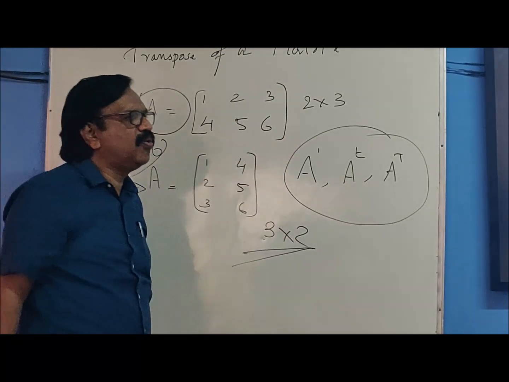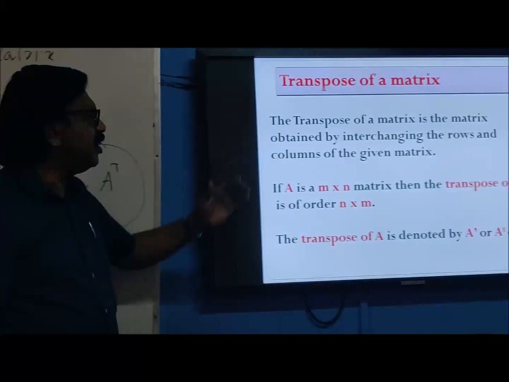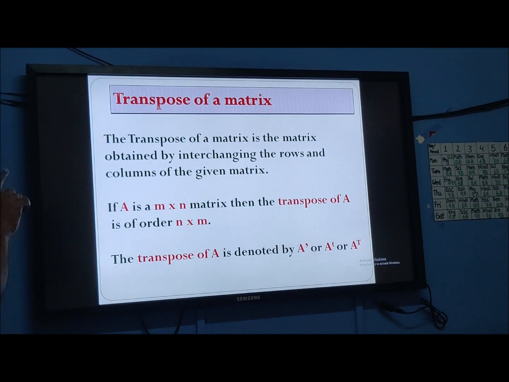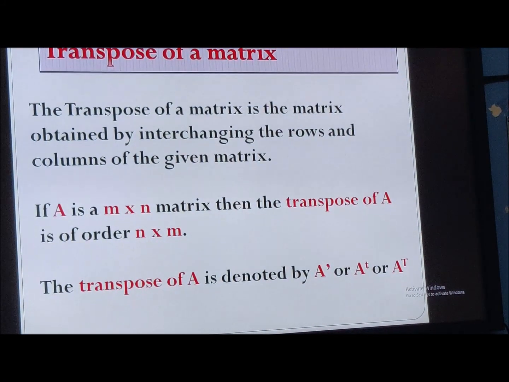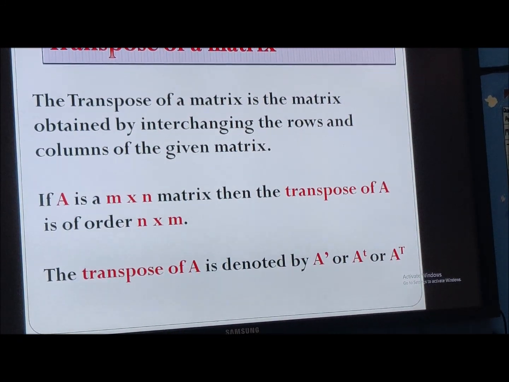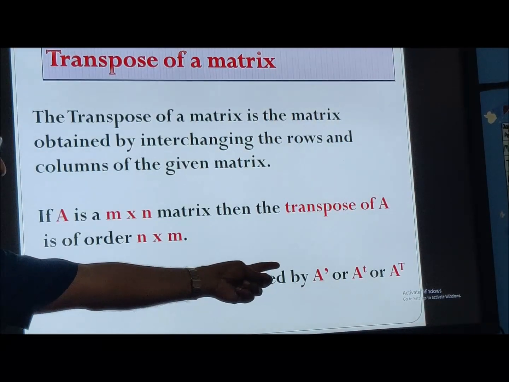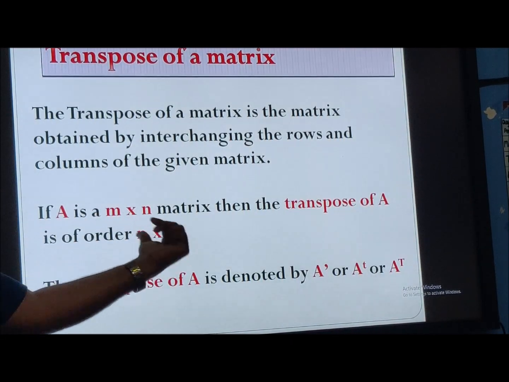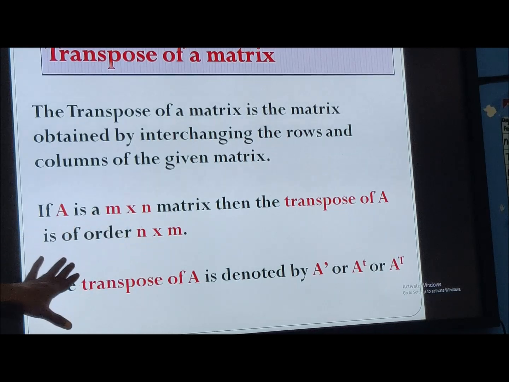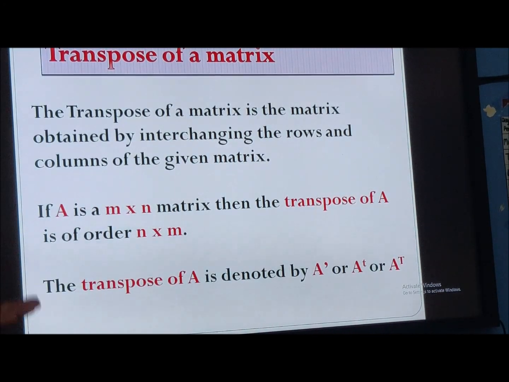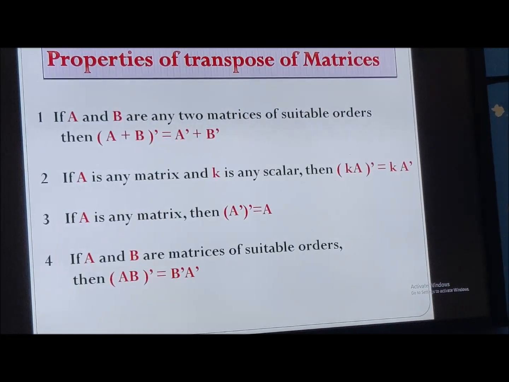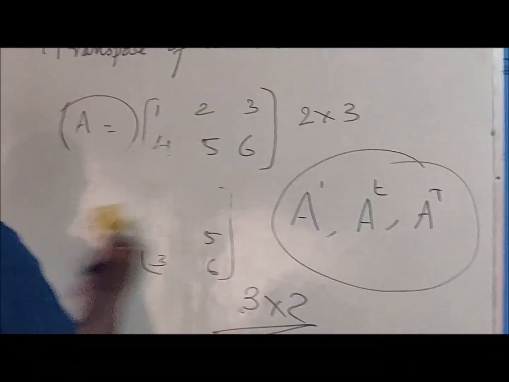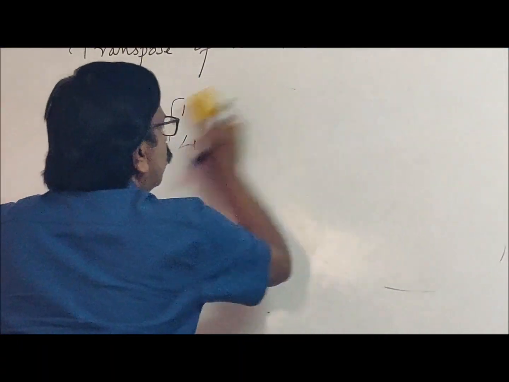Once again, we will go to the example and table. The transpose of a matrix is the matrix obtained by interchanging the rows and columns of the given matrix. The transpose of the matrix A is denoted by A dash or A T. And one more thing, if A is of order m by n, then A transpose will be of order n by m. The rows and columns will be changed. Before going to the properties, we will go for some more examples.